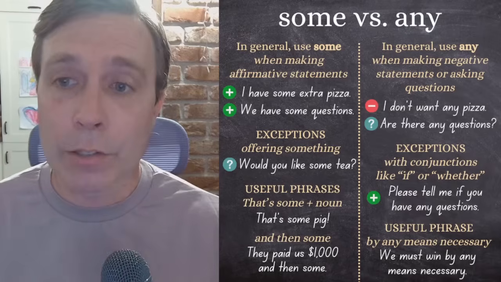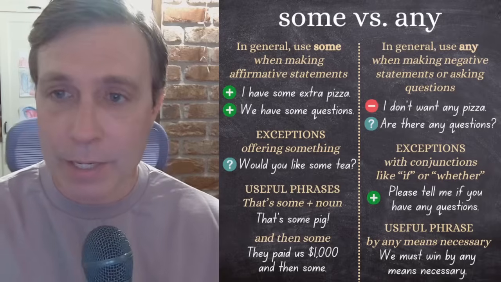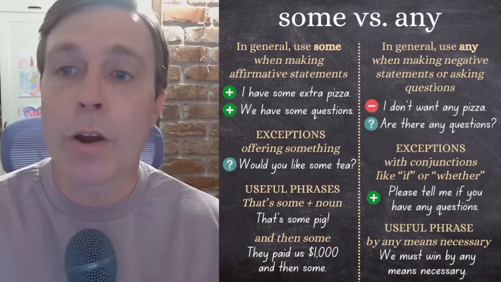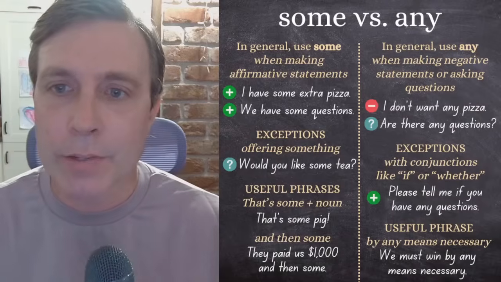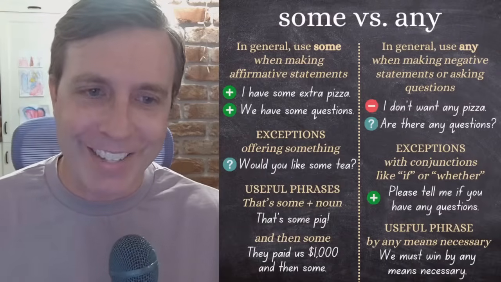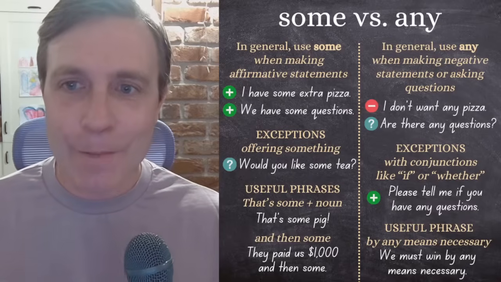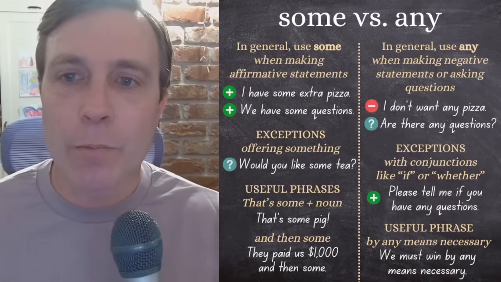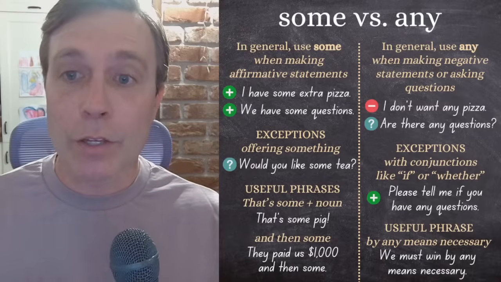the one that we just looked at. Did you catch any fish today? Or a negative statement, I don't want any pizza. Or somebody asking, oh, are there any questions? And then somebody responding, yes, we have some questions. Of course, with English, there are always exceptions, and this is what makes it very confusing. So an exception would be like you're offering something. Instead of using any, you're going to use some.